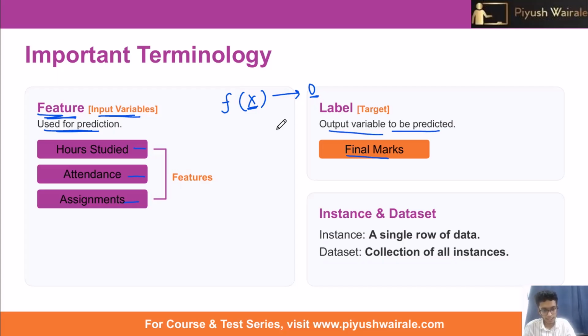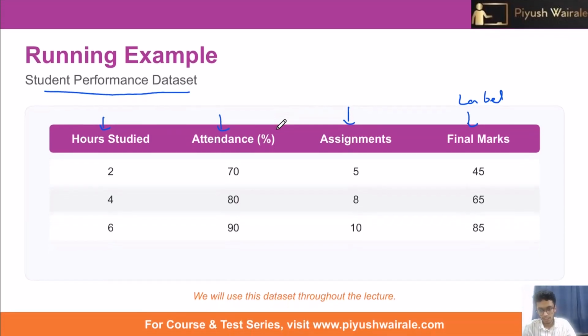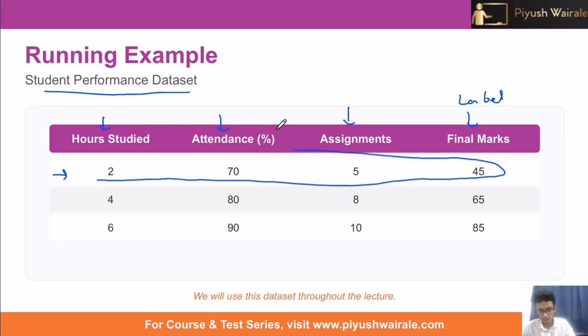Okay, then come instance and data set. So a single row of data is the instance. Like as you can see here, this particular row is called an instance. This is the second instance and this is the third instance. And the collection of all the instances is the data set.